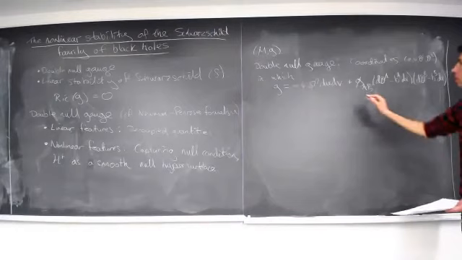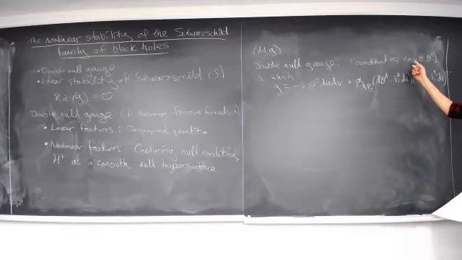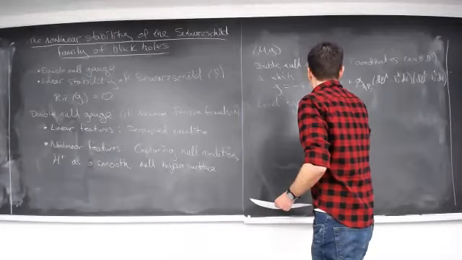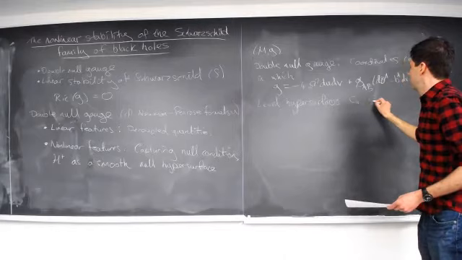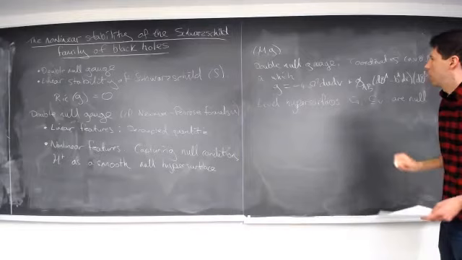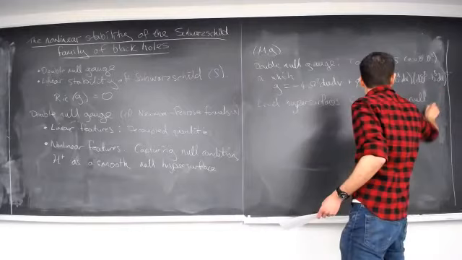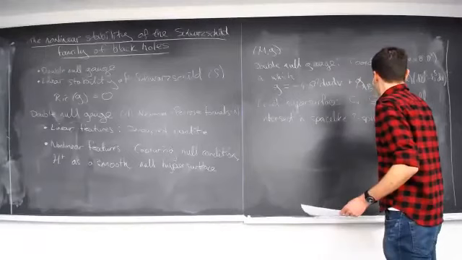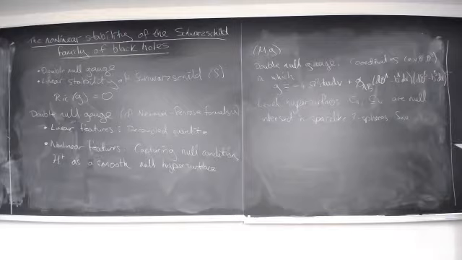So if a metric takes this form, then it means that the level hypersurfaces of these functions u and v are null with respect to g. So the level hypersurfaces of u we will denote C_u. The level hypersurfaces of v we will denote C-bar_v. And these are null with respect to g. And they intersect in spacelike two-spheres, on which theta 1 and theta 2 are coordinates. So the picture is something like this.